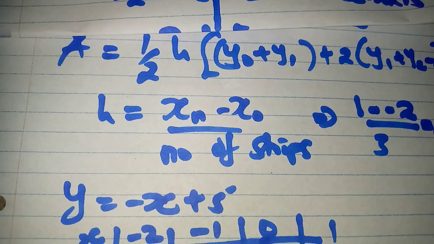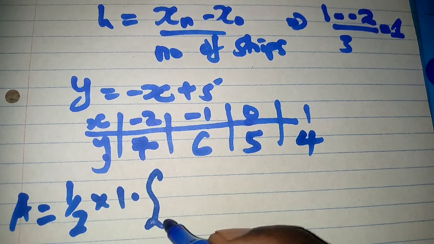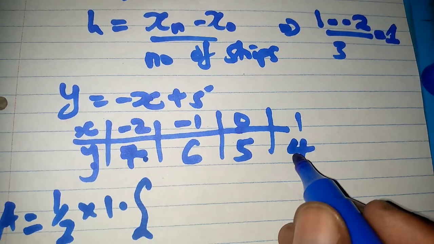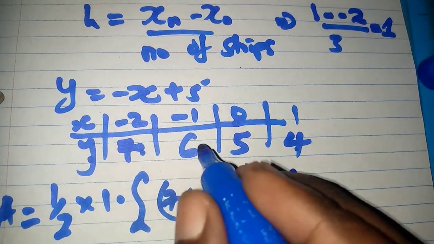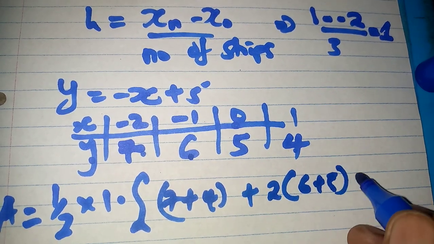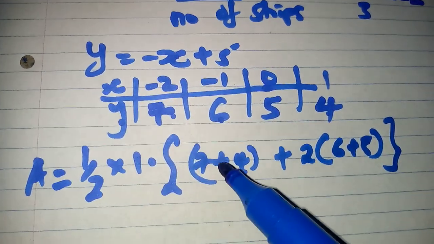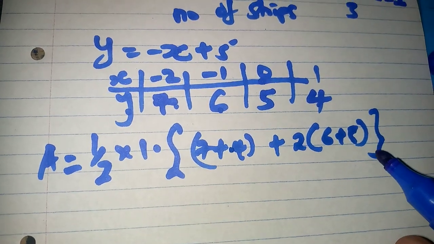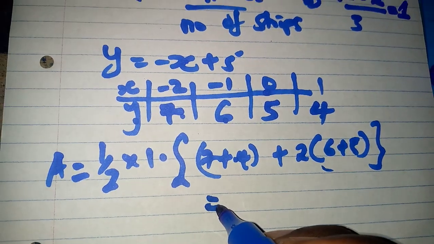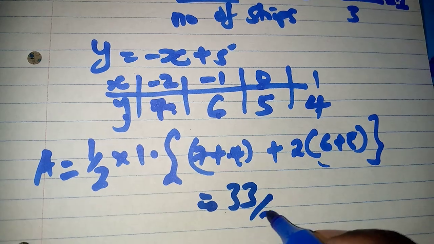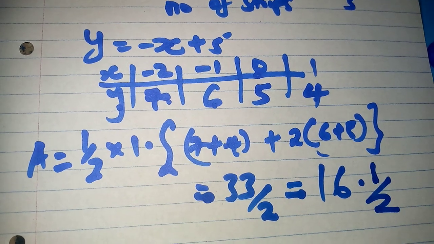Applying this one there, then I'll have a half. Area now becomes a half times 1 times, of course, the last ordinate and the first one, if you add them, plus twice the remaining, which is 6 and 5. Of course, doing that one, the answer now becomes, this is 11 plus, this side is 11, but this side is 22, and now my answer now becomes 33/2, and the answer remains 16.5.